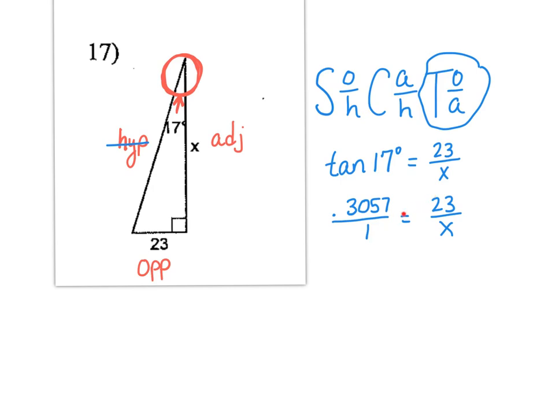So we're going to multiply 23 times 1 and 0.3057 times x. 23 times 1 is just 23. We have a variable equation. Our goal in this equation is to solve for the variable x. We have 0.3057 being multiplied by x, and the way we're going to eliminate that multiplication is by division. So we're going to divide both sides by 0.3057.